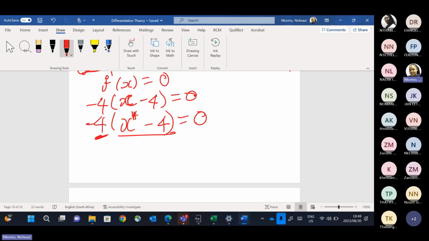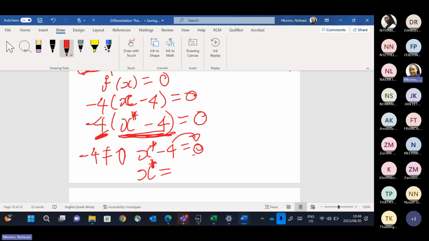And we know that -4 does not equal 0. That means this is equal to 0. So this means we have x star minus 4 equal to 0. And if you solve for x here, you transpose -4 to this side, and it will change sign. So we have x star is equal to 4. Right. And this is our x value of the stationary point.